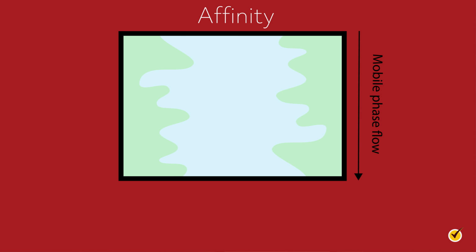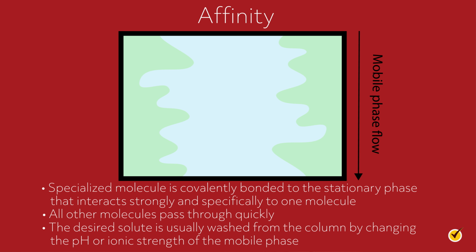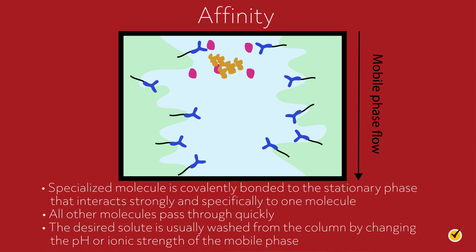Lastly, affinity chromatography is the most selective form and is specifically developed for a single molecule. This is achieved by covalently bonding a molecule to the stationary phase that has a strong interaction with only one solute molecule. This is often used for biological mixtures where an enzyme or antibody is affixed to the stationary phase. The protein to which those biomolecules are attracted can be separated from a mixture of thousands of proteins.